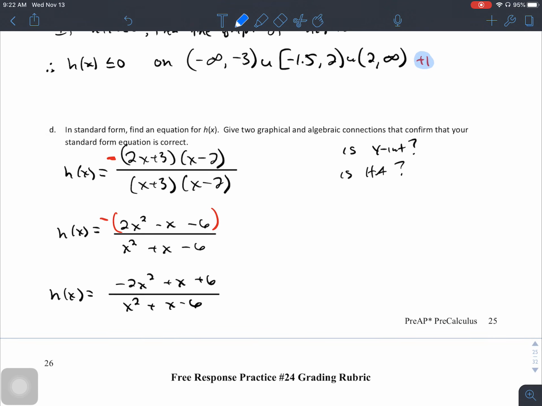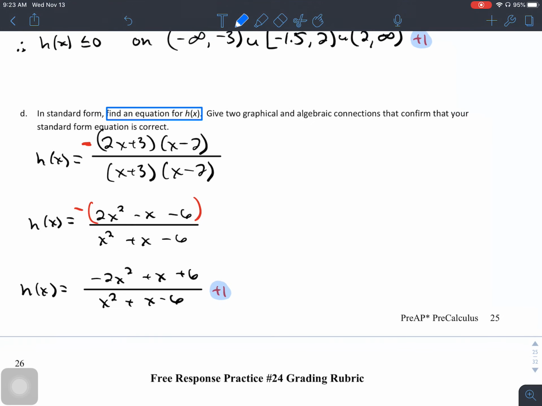So let's read the question and make sure I answer the question. Put it in standard form, which we have. Find the equation for h of x. Did it. Give two graphical and algebraic connections that confirm your standard form equation in context. Well, I'm just going to give you all of them and know that you need to have 2 of these. So you would get 1 point for getting this correct.